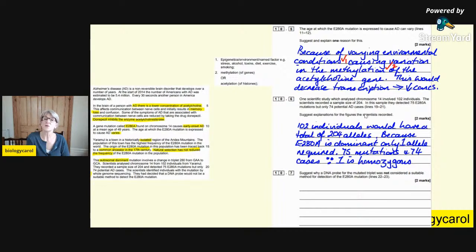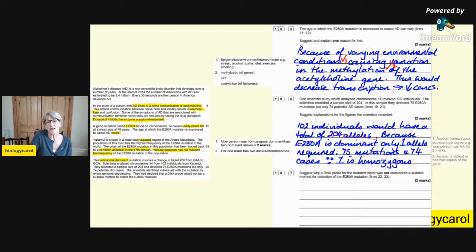Well, the 204 is because if you've got 102 individuals, each one of those had the potential to carry a maximum of 2 mutations because they're going to have 2 alleles of that gene. So because this mutation is dominant, only 1 allele is required. There are 75 mutations, but only 74 cases because one of them is homozygous. And I knew I meant homozygous dominant. I did say it was dominant.